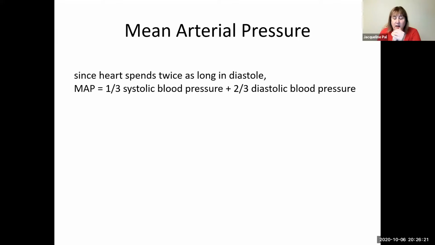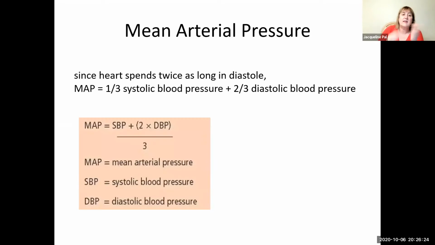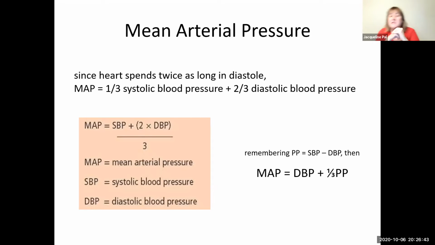So that's one way to calculate it. The other way to calculate it is to take the systolic blood pressure, add twice the diastolic blood pressure to that, and divide the entire thing by 3. And the third way is to first calculate the pulse pressure, and then the mean arterial pressure is the diastolic blood pressure plus 1/3 of the pulse pressure. So 3 different ways of calculating mean arterial pressure.